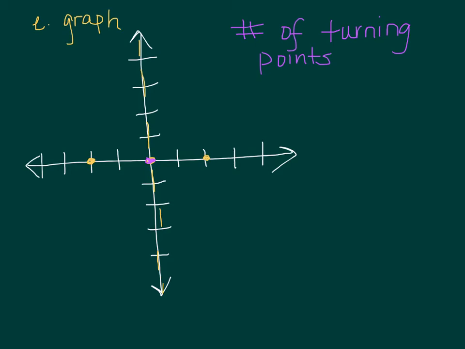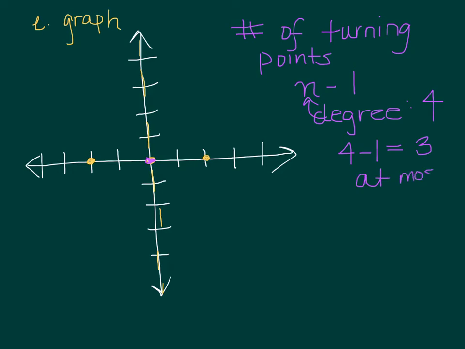The greatest number of turning points. You take your degree, which we represent as n, and you subtract 1. Since our degree was 4, you're going to do 4 minus 1, which is 3. So at most, you have 3 turns in your graph. So just remember that. You can't go over 3.